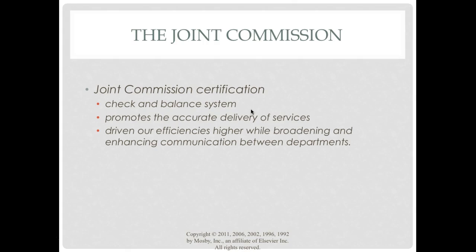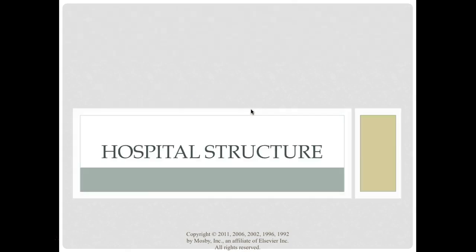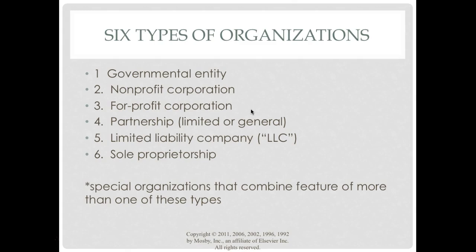The Joint Commission certification is a checks and balance system. It promotes the accurate delivery of services, and it drives our efficiencies higher with broadening and enhancing communication between departments. The big thing with the Joint Commission is communication so that the patient gets a continuum of care no matter where they're at. So we're going to look at the hospital structure.